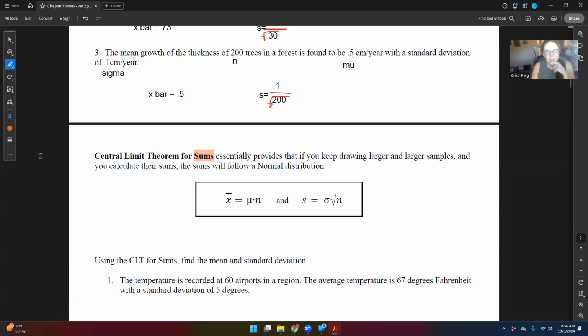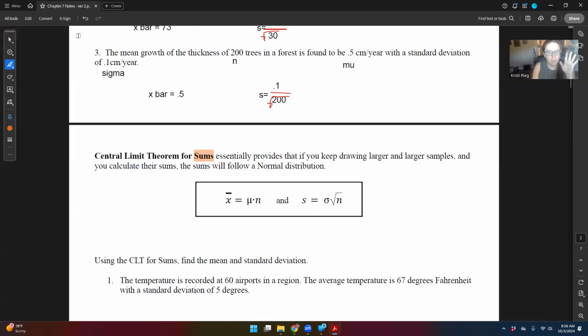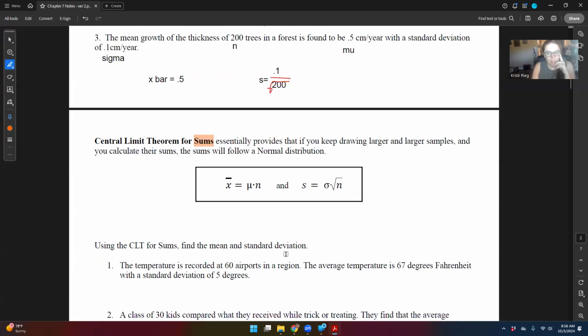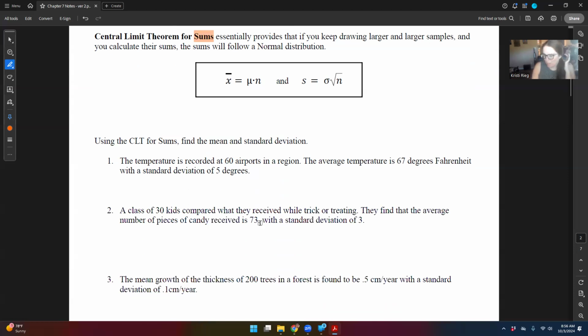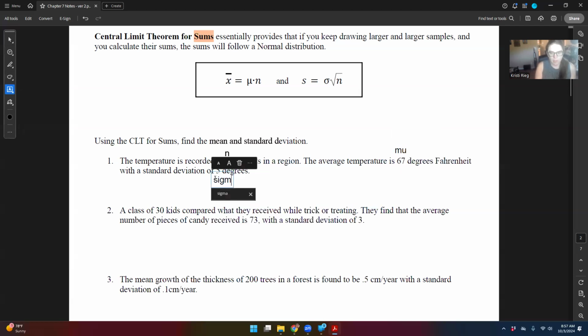Okay, same steps. We are going to do the central limit theorem for sum, so we're using these formulas. And so I just did the same problems. Just say we're doing something different this time. We're going to do central limit theorem for sums. So everything is going to be identified the same, meaning this is still n, this is still mu, and this is still sigma. The difference is in the answer.